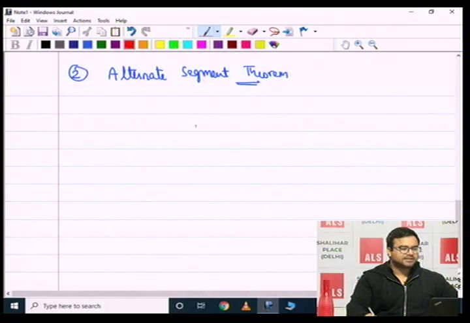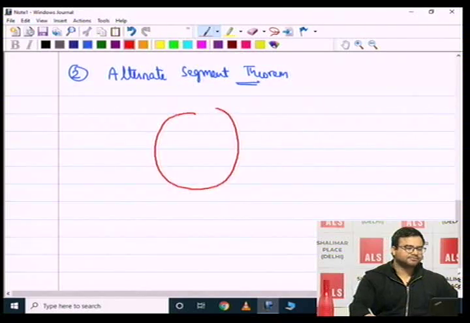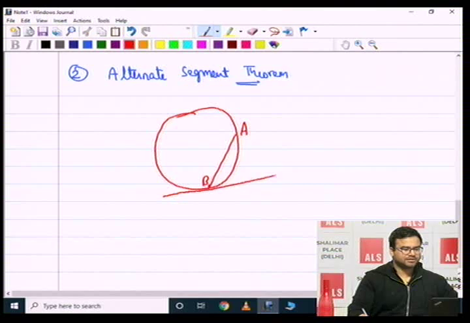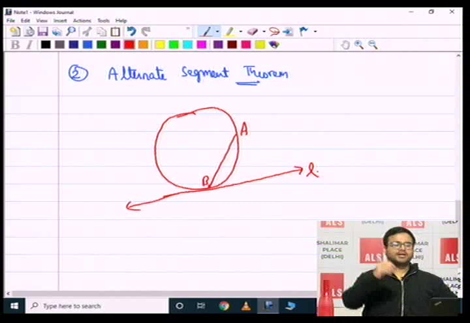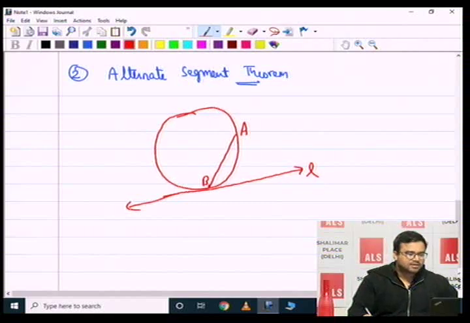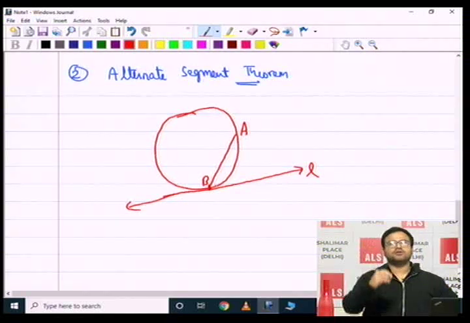It says that if there is a circle and suppose this is the chord AB, right? And there is a tangent at point B. So this is the tangent. This line L is the tangent, and the point of contact is B. And from B, we have drawn one chord to the circle.